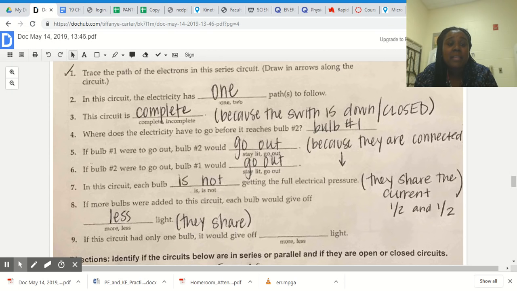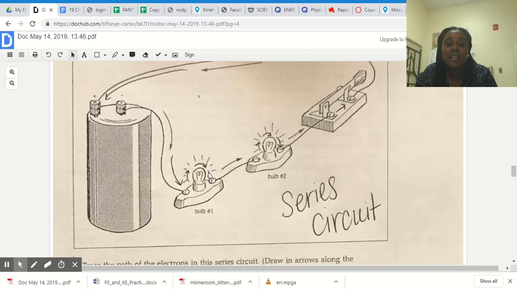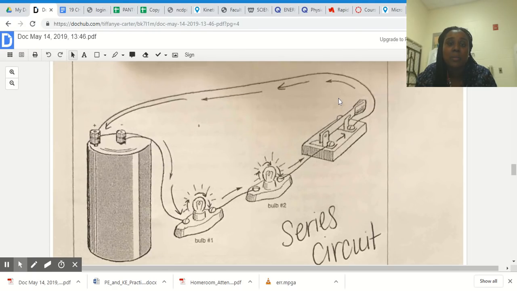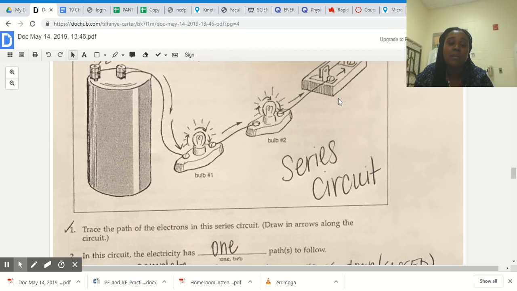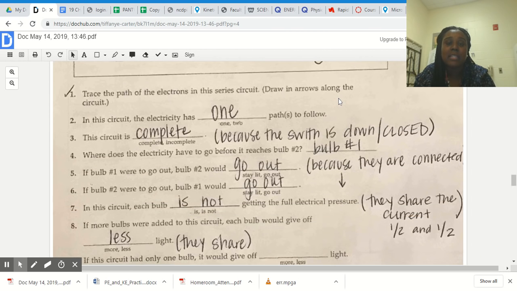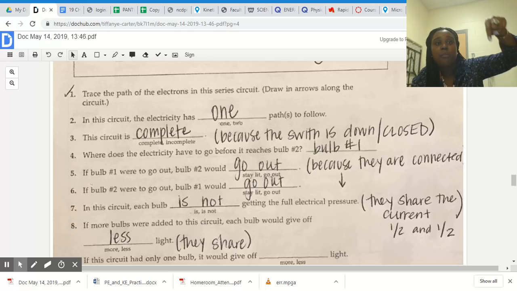So number 6, if bulb number 2 were to go out, bulb number 1 would go out. That is true because everything's connected. So if energy cannot pass through bulb number 1, then it's not going to go through bulb number 2. Now, if it can go through bulb number 1 and gets to bulb number 2, energy is going to be stopped here. So it doesn't matter which bulb goes out. Regardless, neither one's going to receive energy because it's not going to be able to flow in a loop-like path, because it's kind of like a big stop sign. Energy can't flow anymore. So neither of them would emit light because the electrons have to be able to flow through the current from negative to positive.